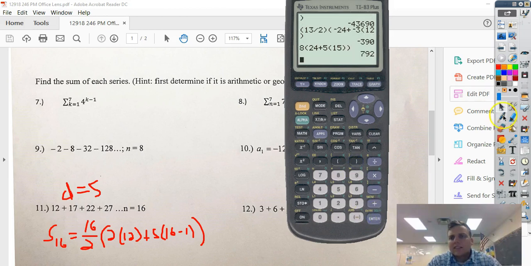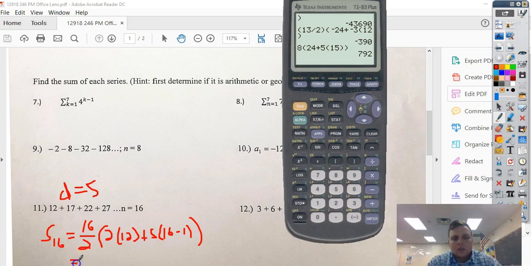Press enter, and I get 792. So the sum of the first 16 terms is just 792.